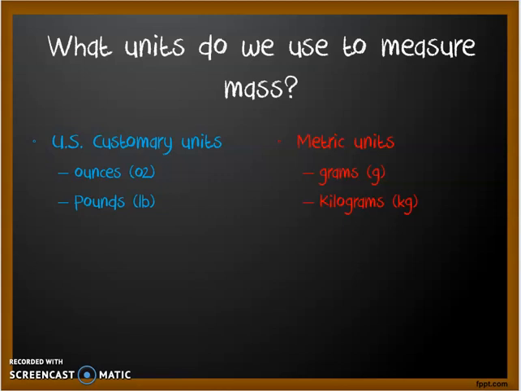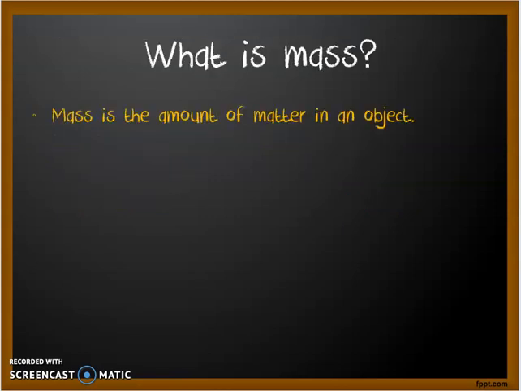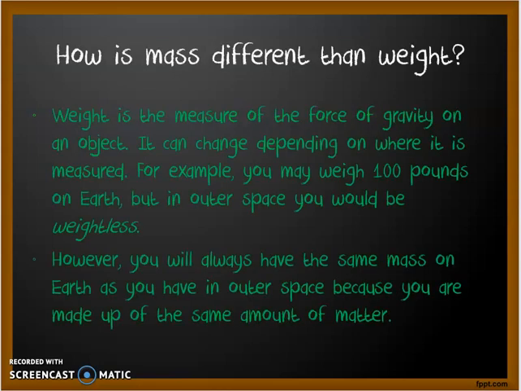And that is a common thing that people get confused, mass and weight. So let's talk about how those two things are different. We just said that mass is the amount of matter in an object, and weight is actually different. Weight is the measure of the force of gravity on an object. So weight can change depending on where it's measured.